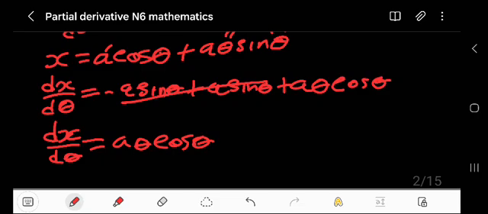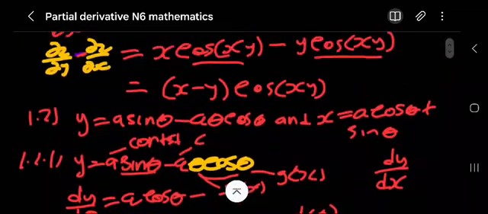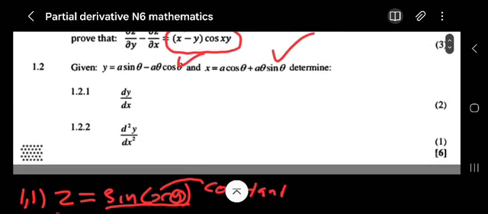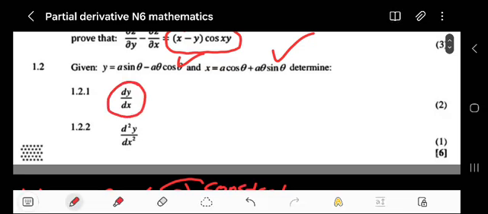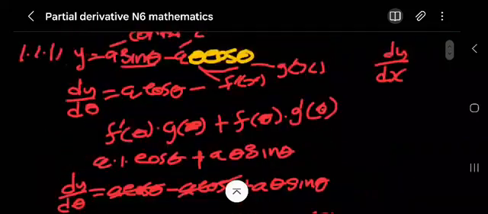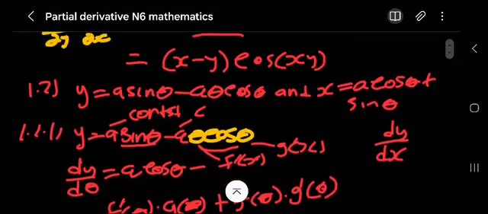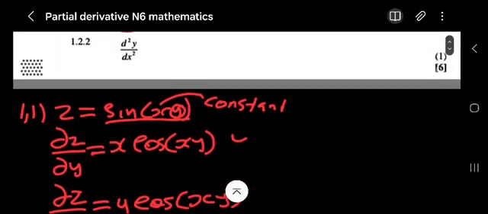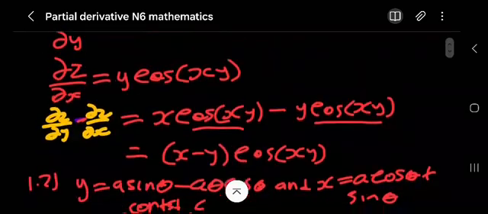Then what was the question saying there? It was saying determine dy over dx, isn't it? Dy over dx, which, what is this? It's 1.2.1, then that is what we're supposed to have. Dy over dx is fine.